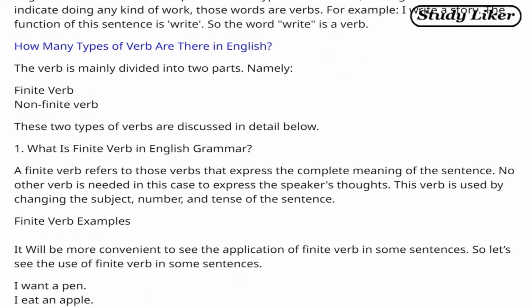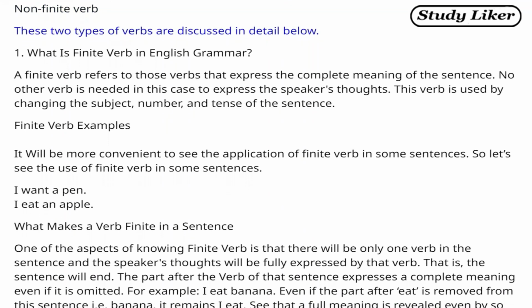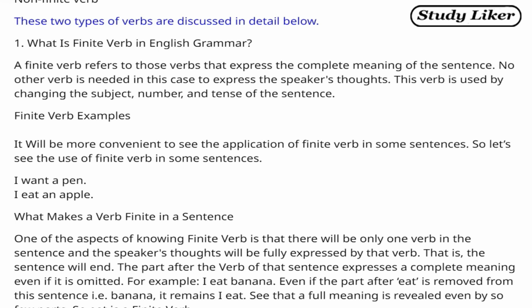How many types of verb are there in English? The verb is mainly divided into two parts. Namely, finite verb, non-finite verb. These two types of verbs are discussed in detail below. 1. What is finite verb in English grammar?